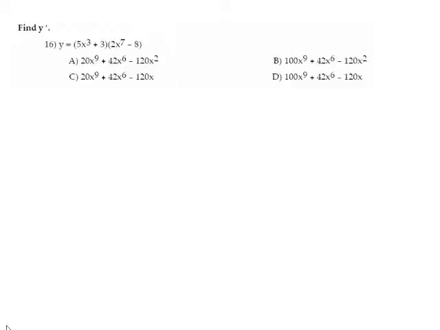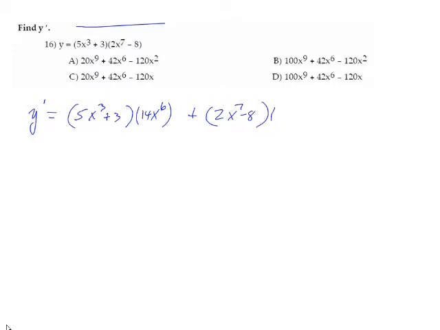Problem 16, we want to take the derivative. Here we have a product. You could multiply this out and then take the derivative. It also looks like it might be just as easy to do this by using the product rule. Using the product rule, we get that the derivative is equal to the first times the derivative of the second, which is 14x to the 6, plus the second, which is 2x to the 7th minus 8, times the derivative of the first, which is 15x squared.